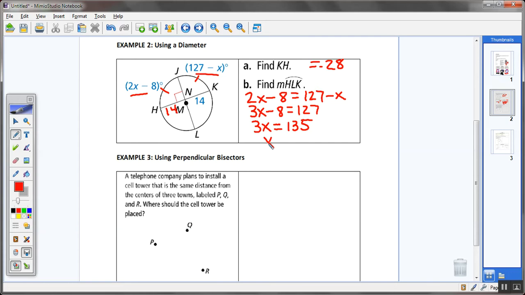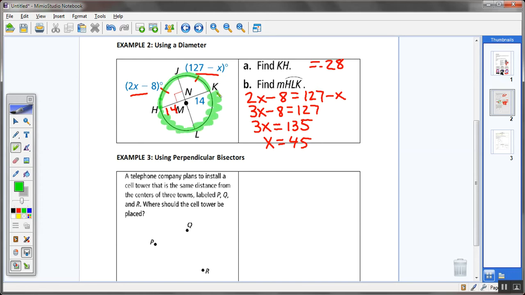Equals 45. Now guys, if it was saying solve for x, would I be done? Yeah, I would be, but are we done? No. We've got to figure out what these angles are. So right up in here, if I can find this measure and this measure, add them together, wouldn't I subtract that from 360 to find from H to L to K here?